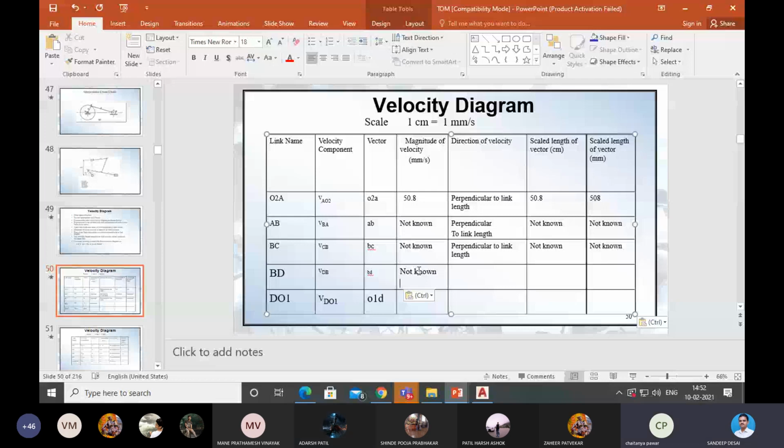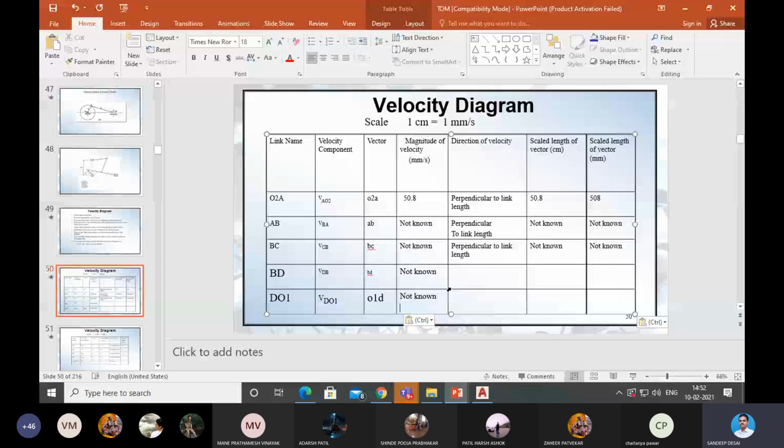Not known. And finally, velocity of slider: known or not known? Not known. Velocity of slider means the piston. On the right side you can see the piston here.